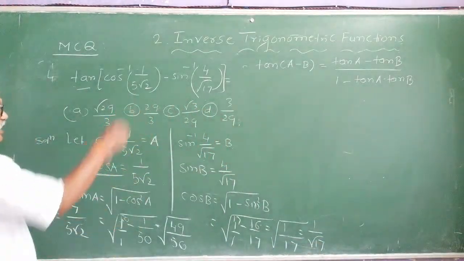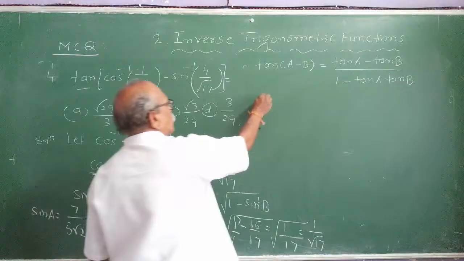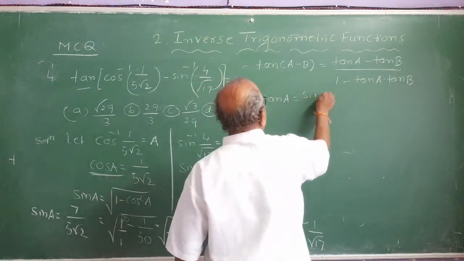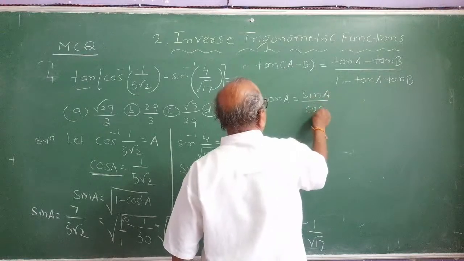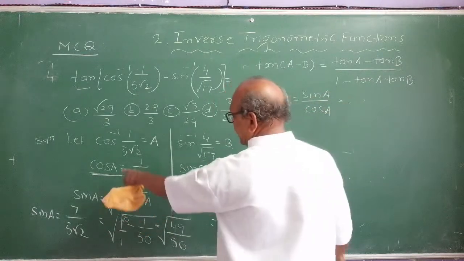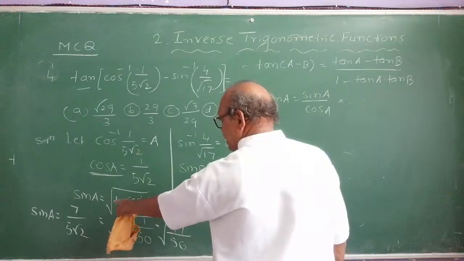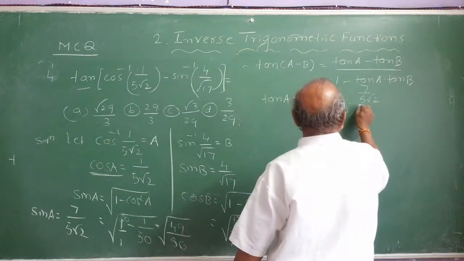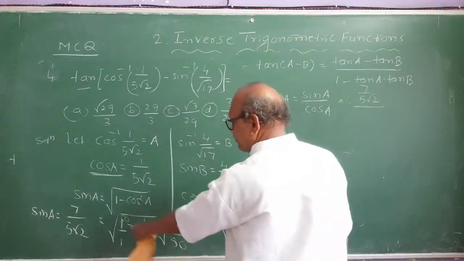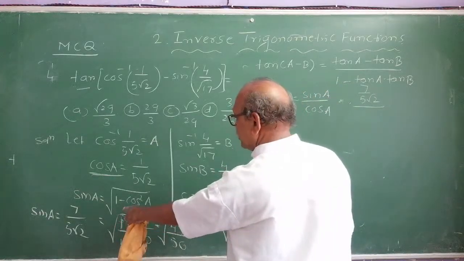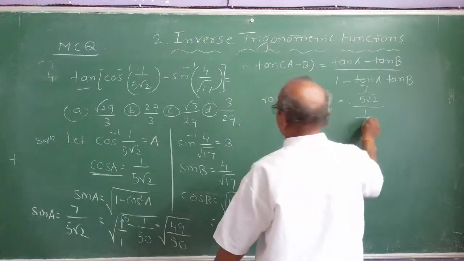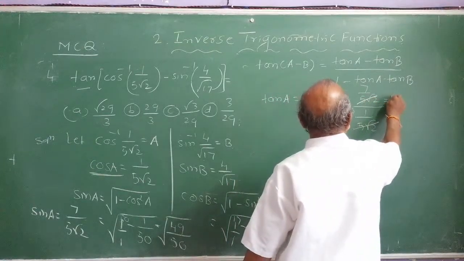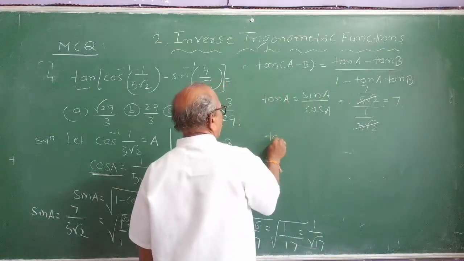Now what we want is tan A. What is tan A? Tan A is equal to sin A upon cos A, the identity. You already got sin A. What is sin A here? Sin A, you got it as 7 upon 5 root 2, divided by cos A. Cos A is 1 upon 5 root 2. 5 root 2, 5 root 2 cancels. You are getting tan A is equal to 7.